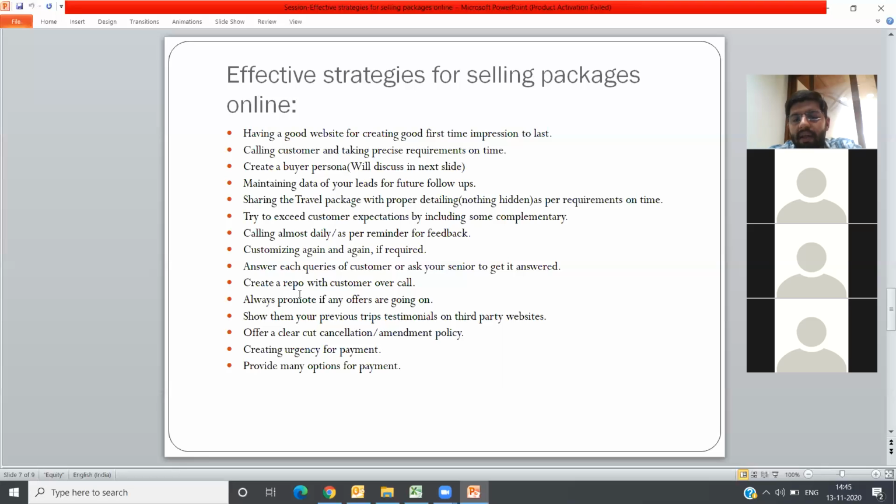They'll surely value it in the second or third call, because this will distinguish you. Other persons will be sharing one package only, one hotel kind of package, and you will be sharing 2 or 3 types of packages. It will surely increase your effort, but your next time call effort and next time pitching effort will drastically reduce. You can 100% bet on that.